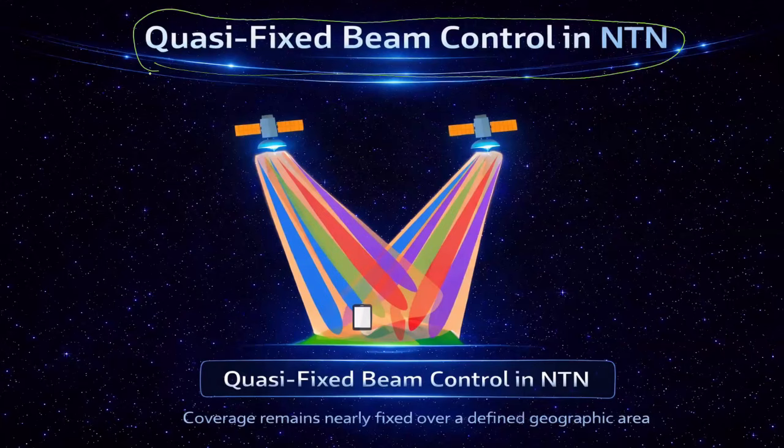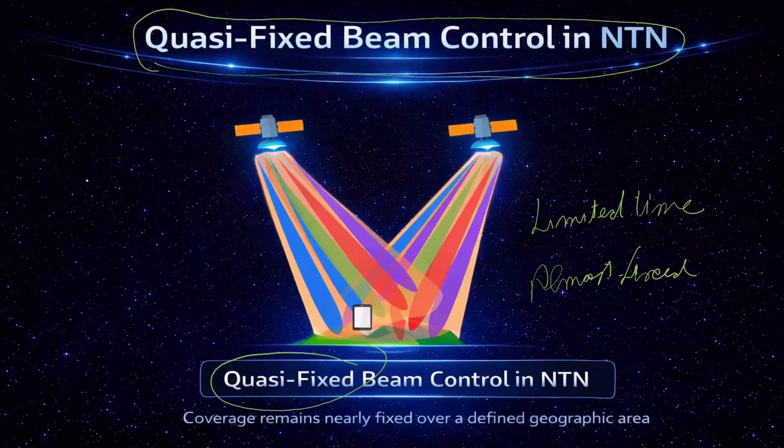So how does it work? The satellite dynamically steers the beam to follow a region on Earth for a limited time. This is the most important thing: for a limited time. As the satellite moves, the beam is slowly adjusted or handed over to another beam. So this creates a quasi-fix. So what is a quasi-fix? It means almost fixed, but not completely permanent or rigid.